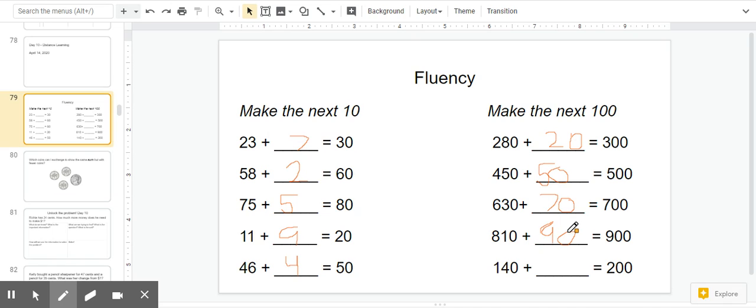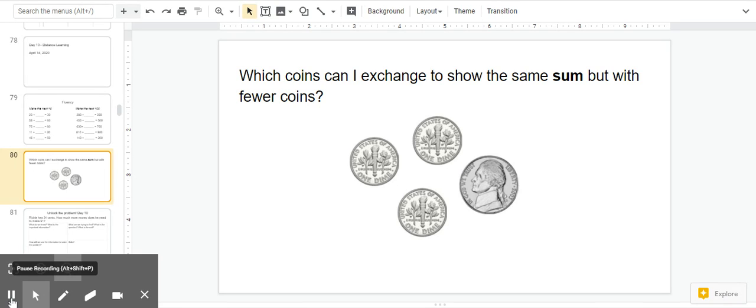And our last problem, 140 plus blank equals 200. I have 4 tens. I know that 4 and 6 are partners to 10 and to 100. So I need 6 more tens. 140 plus 60 equals 200. Great job.